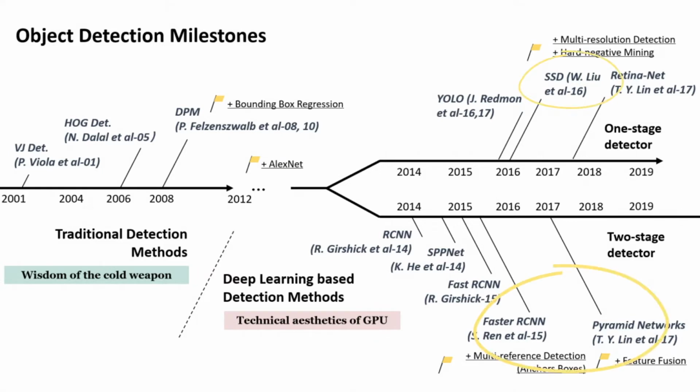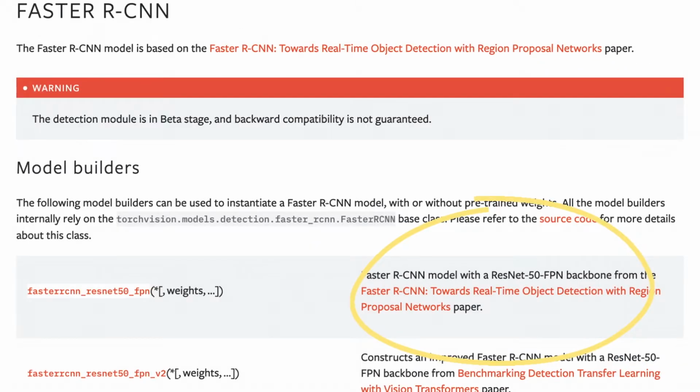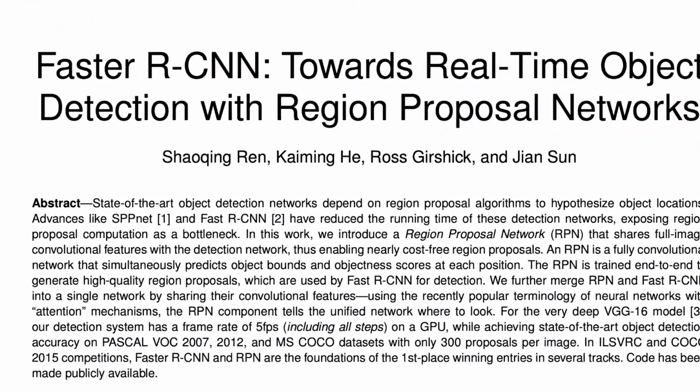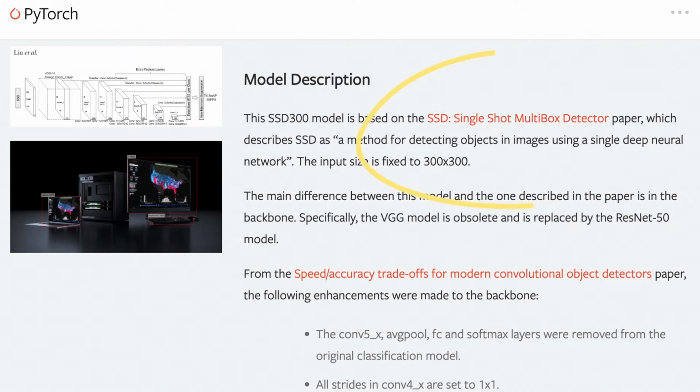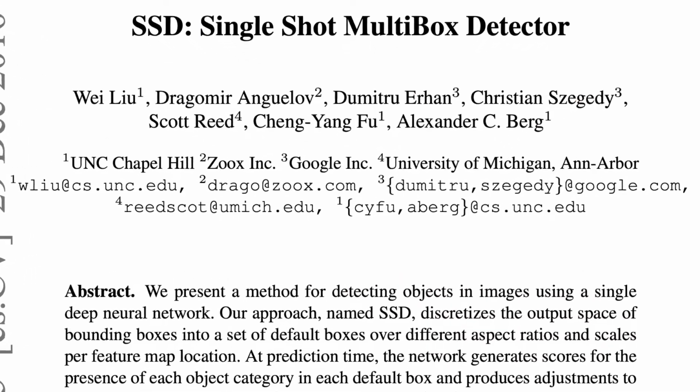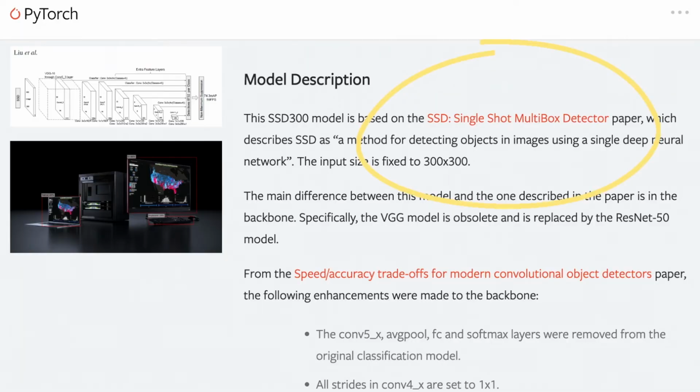The pre-trained object detection models can be found on PyTorch model builders that are available for everyone to use. The Faster RCNN model with a ResNet 50 FPN backbone is based on this paper. Another model I will be using is called the SSD300 model. It is based on the Single Shot MultiBox Detector paper. Feel free to check out these two papers for more details. Both models are trained with the COCO dataset.